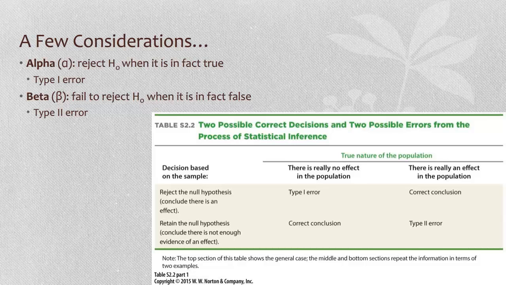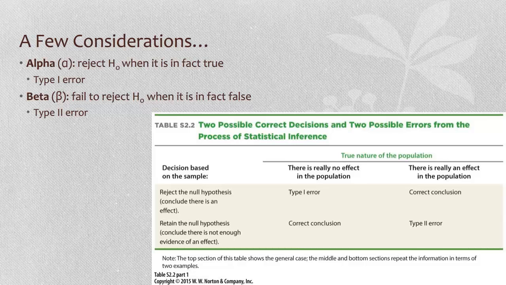So this table we have here is showing in columns the true nature of the population, if we could know what the real effect is, and then along the left, the decision based on the sample. So what if in the real world there is really no effect? There's no effect in the population, but the decision that we make based on the sample, we reject the null hypothesis and conclude that there is an effect. So with a type 1 error, we're concluding that there is an effect when there actually is not an effect.